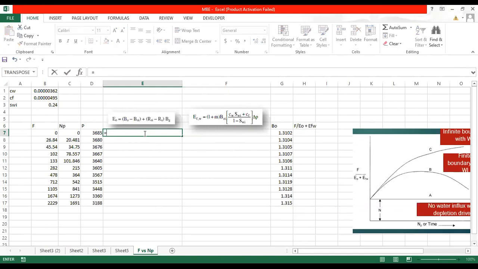For estimating Eo, what is Bo? The value of Bo is here. Bo minus Boi, where Boi is the initial formation volume factor of oil, plus Rsi minus Rs. Since Rsi and Rs are the same, this value will become 0. So 0 into Bg will become 0, so there is no need to add 0 simply. That value we will get as 0.002.